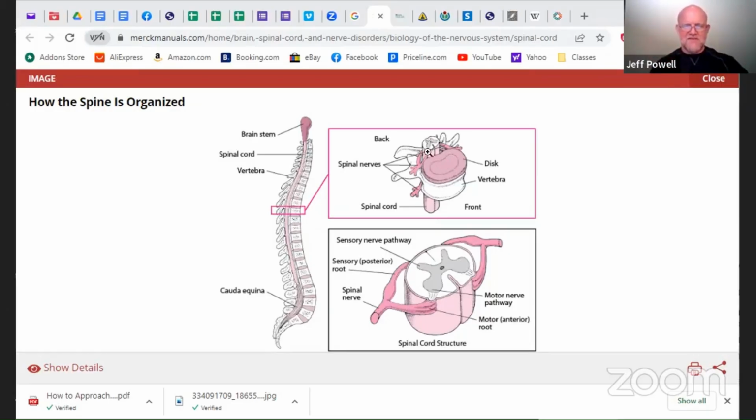Okay, so now what we can see here in the back is the spinal cord, and they're showing it sort of lopped off.